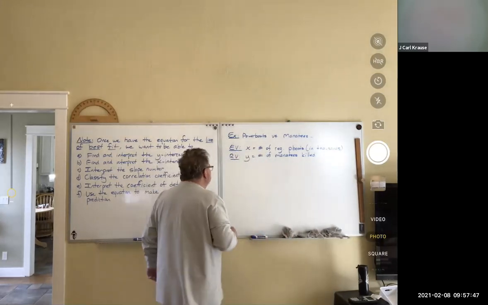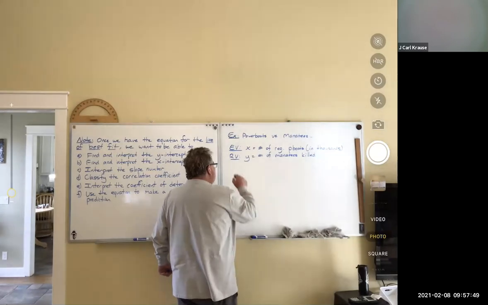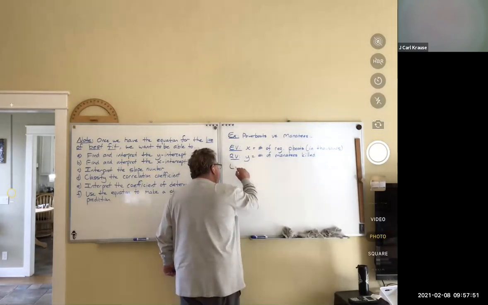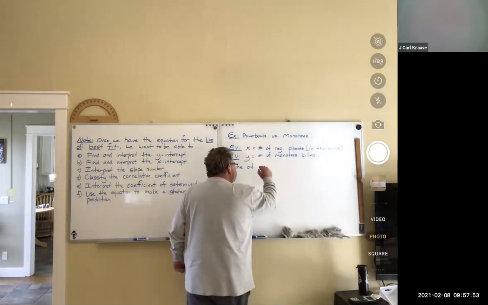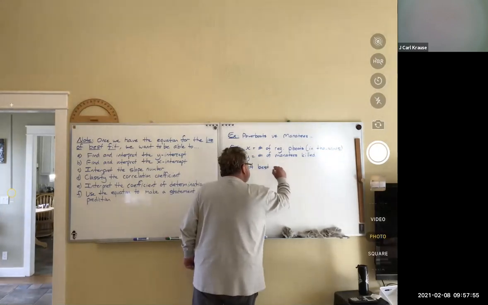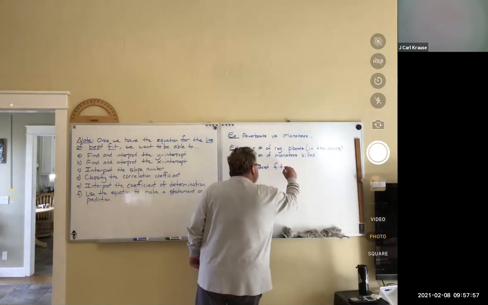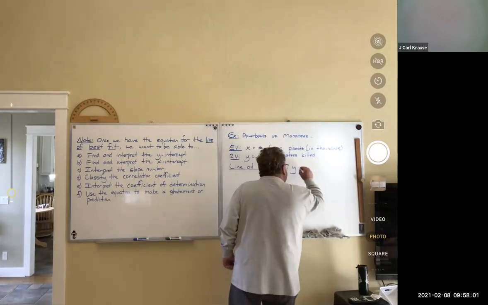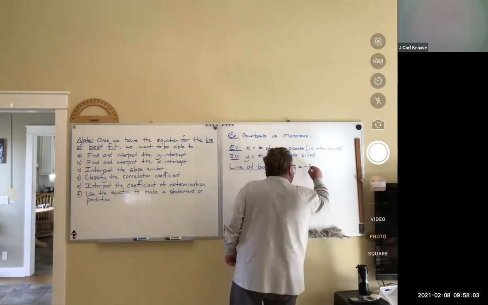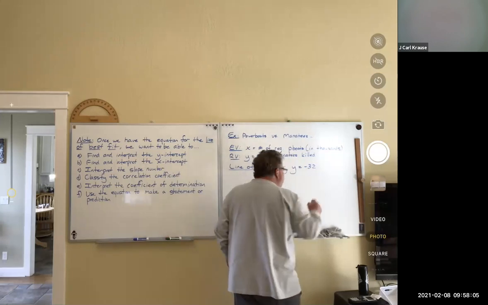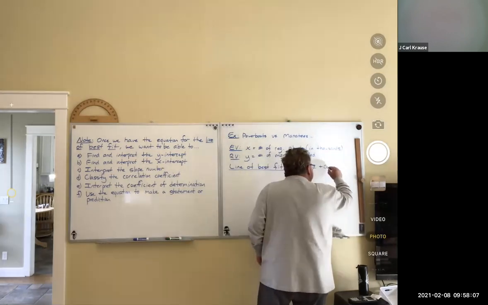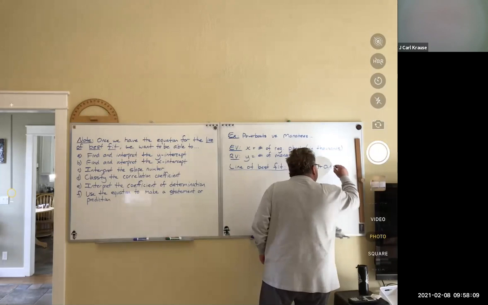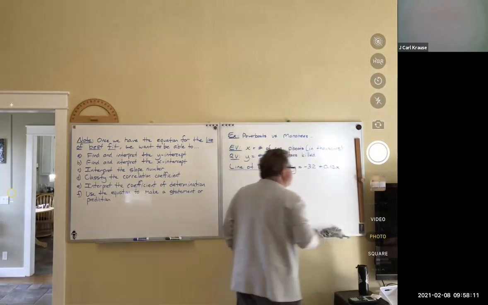And our line of best fit we came up with: y is equal to -32 plus 0.12 times x.